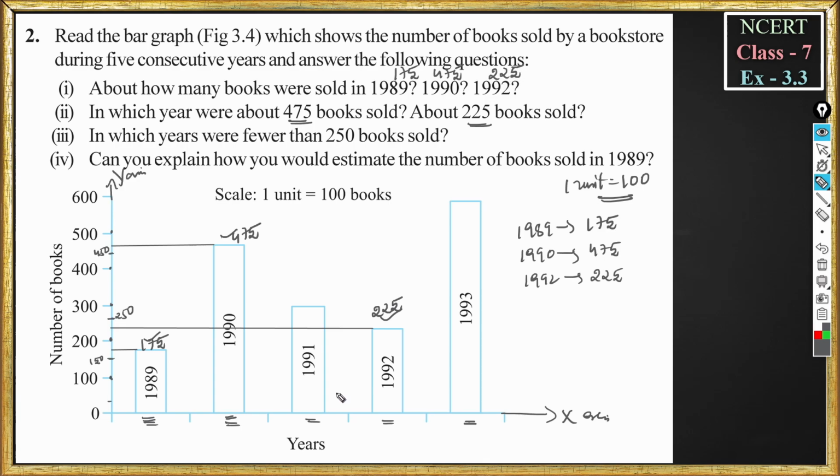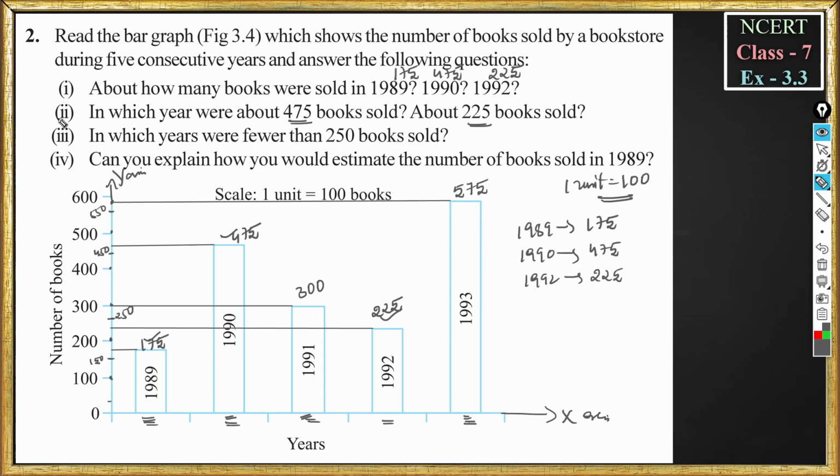Now let us find the number of books sold in the years 1991 and 1993. If you take 1991, it ends here. That means the number of books sold is 300. Whereas for 1993, it ends here. That means this is more than half of 500 to 600. So half of 500 to 600 is 550. So this is more than 550 but less than 600. So it would be 575.